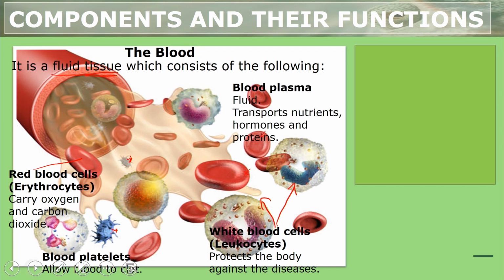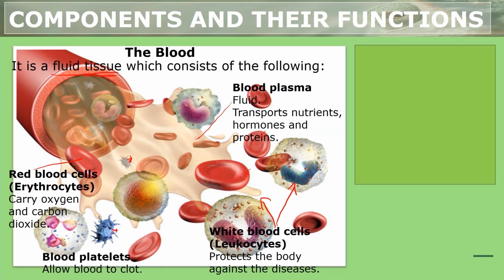And then lastly, we have our blood plasma, which is the actual fluid of blood that transports nutrients, hormones, and proteins. Something interesting is that blood plasma is actually a clear color. What gives blood the red color would be the red blood cells. So the darker the color of your blood, that means there's a greater presence of red blood cells in the blood.